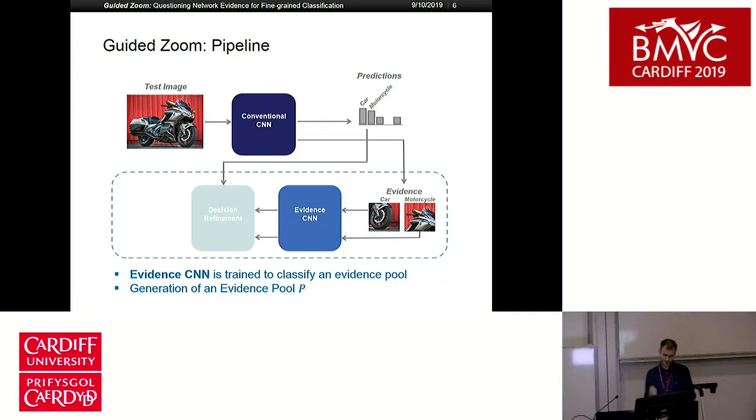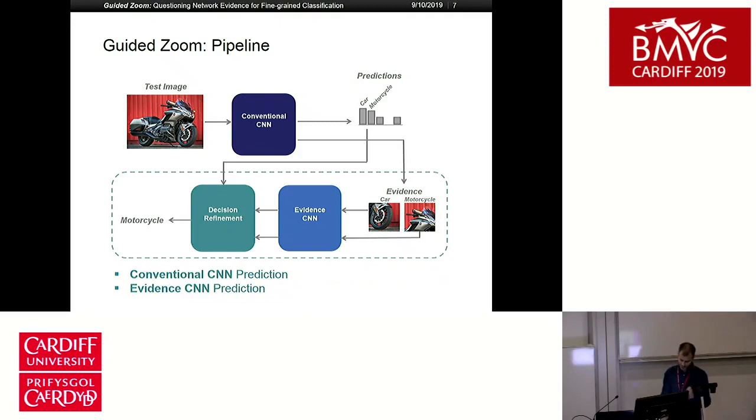This evidence will be passed inside the evidence CNN module, that is a classification module. So it will classify independently these two images, and implicitly, what will the evidence CNN do? Implicitly, it will compare whether the evidence of the car is more coherent with the evidence pool of the patches extracted during training for the images of car, or more coherent with respect to the evidence pool of the motorcycle. And it will do the same for the evidence of the motorcycle. So it will generate two additional class conditional probability vectors that will be combined in the decision refinement module together with the class conditional probability vector generated by the conventional CNN. Finally, the refined class conditional probability vector will be biased toward the correct class, and the refined top one predicted class will be the correct one, in this case, motorcycle.